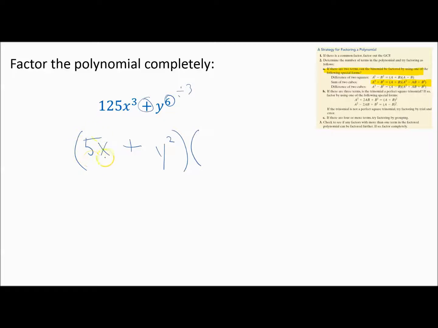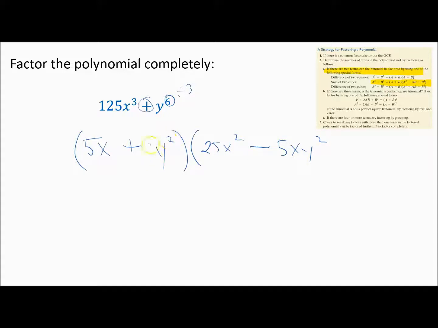So we square the first term. Don't forget to square the 5 and the x, which is 25x squared. Whatever operation is here, which matches that, is the opposite here. So if that's plus, that's minus. If that were minus, that'd be plus. You multiply these two together to get the middle term. So 5x times y squared is just that, 5xy squared.